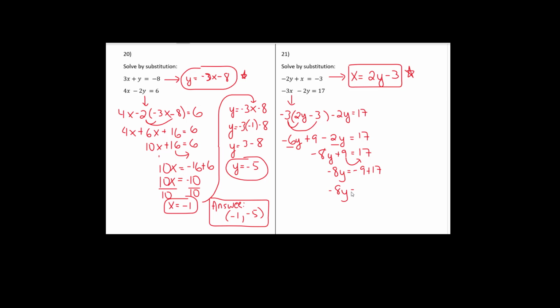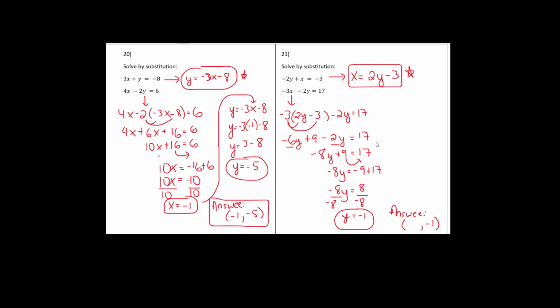So this would be negative 8y. Negative 9 plus 17 is 8. Divide both sides by negative 8. And we get y equals negative 1. So that means in our answer, we know that y is negative 1.